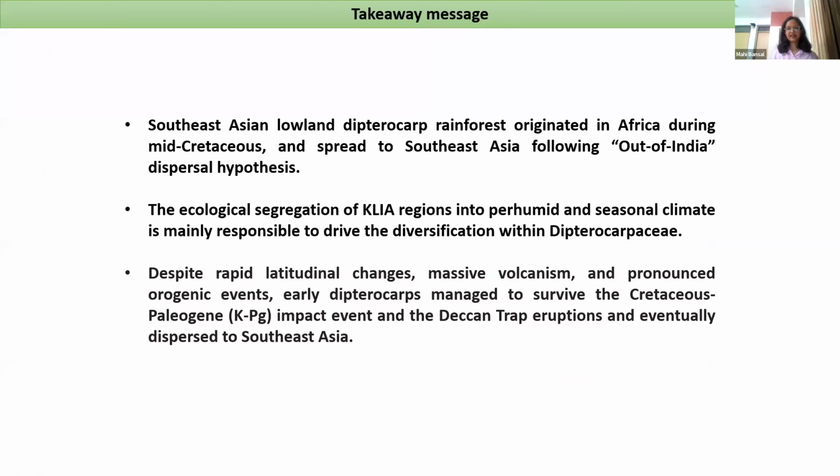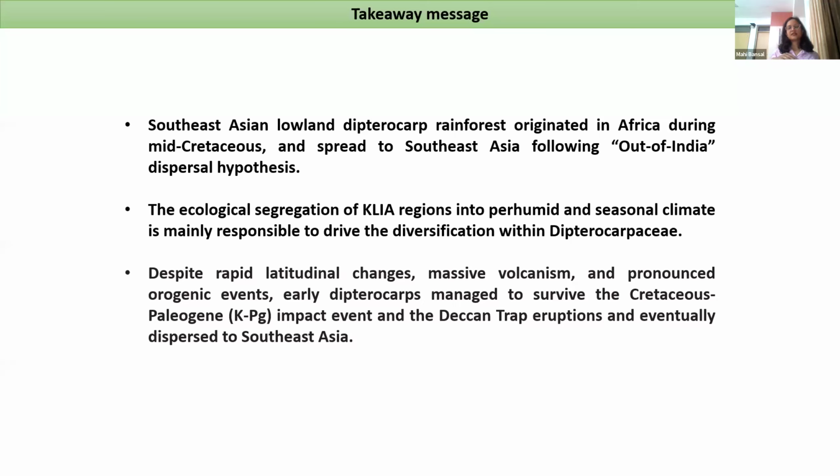So to summarize, I would say the Southeast Asian lowland Dipterocarp rainforest originated in the seasonally wet climatic conditions of tropical Africa around 100 million years ago. Then it got dispersed to India via the KLIA around 70 to 65 million years ago, and then finally spread to Southeast Asia following the out-of-India dispersal hypothesis.